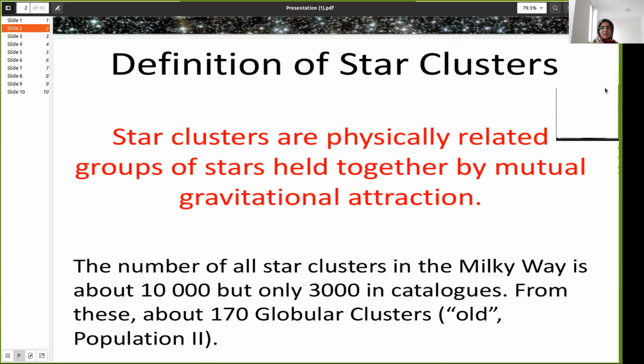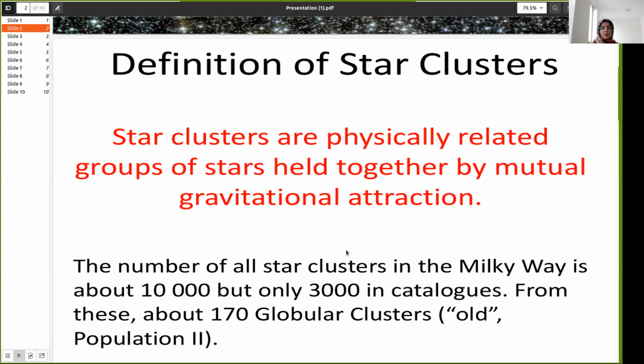Okay, the definition of star clusters. You know that star clusters are a group of stars in a region. They were born from one cloud, and we have some star clusters in our Milky Way. The number of star clusters in our Milky Way is 10,000, and 3,000 of them are in Catholic. From these, we have 170 globular clusters and 2,830 are open clusters.